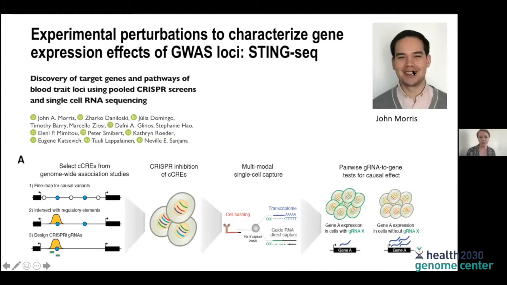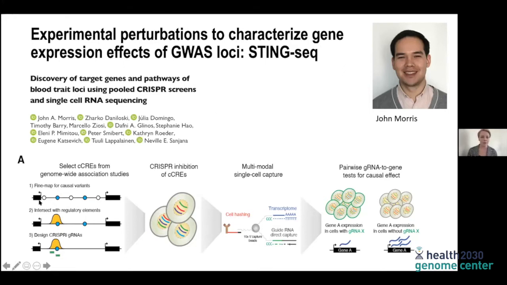This work is a collaboration with Neville's and Jana's lab, another PI at the New York Genome Center, and spearheaded by our joint postdoc, John Morris. What we wanted to do in this work was to take a bunch of previously existing bits and pieces of tools and combine them into a toolkit that we call altogether STING-seq, where we use experimental CRISPR-based perturbations to characterize gene expression effects of GWAS loci.